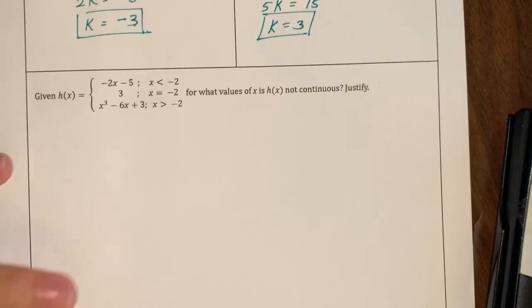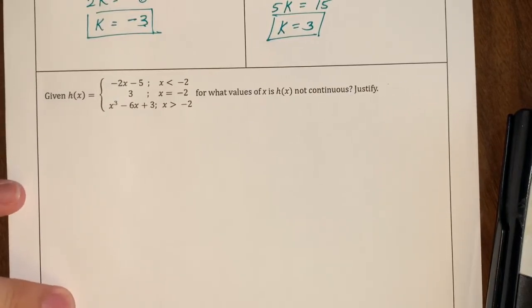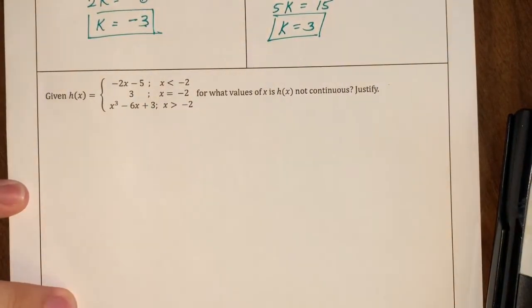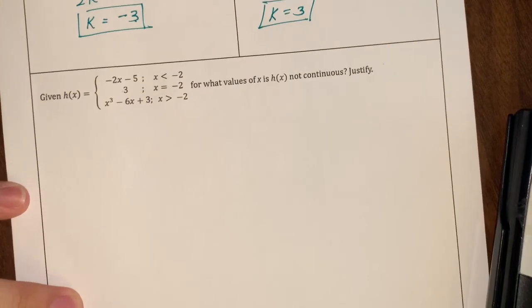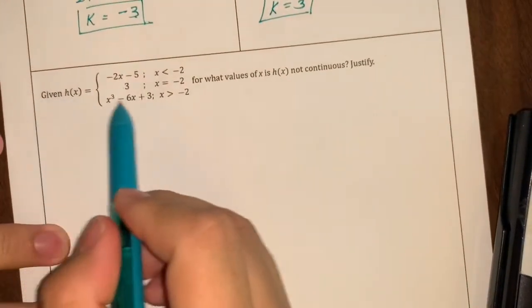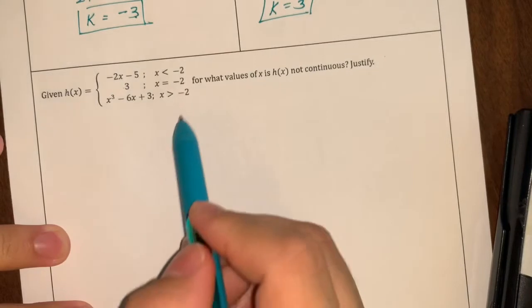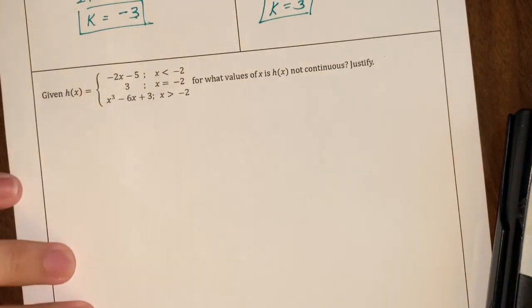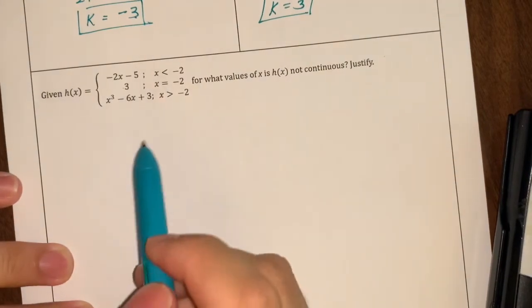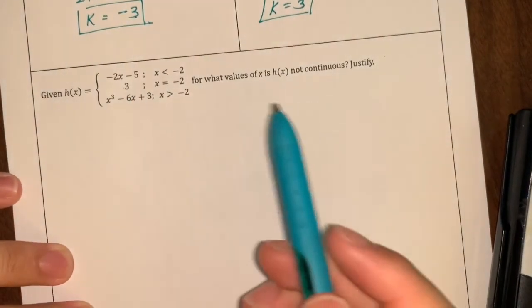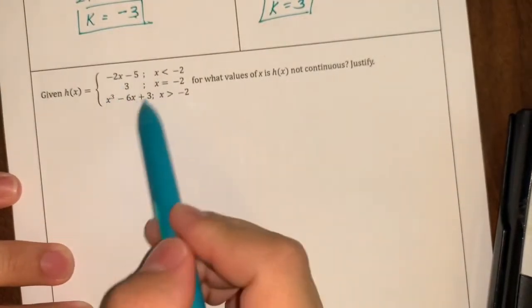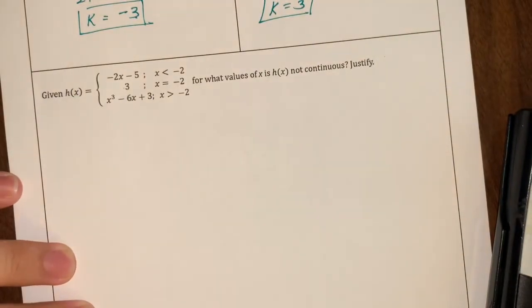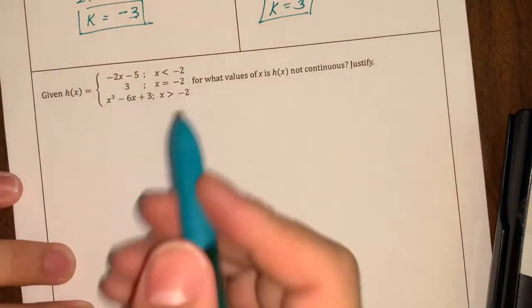So this problem down here is pretty involved. It's going to have 3 equations right here. So, I mean, let's just do it. Given h of x is all 3 of these functions, for what values of x is h of x not continuous? So this one isn't necessarily asking for a k value. They're just asking you to verify if this is continuous at all. So let's just check it.